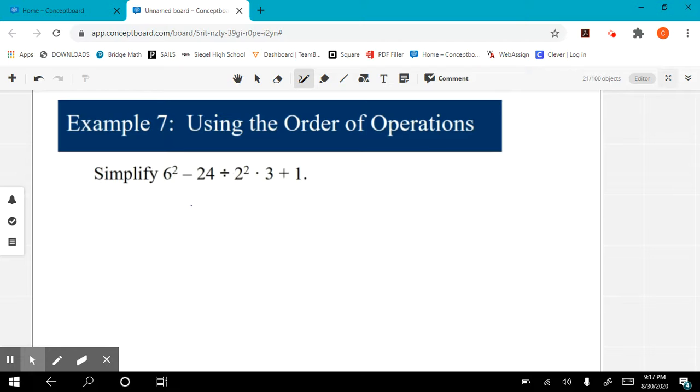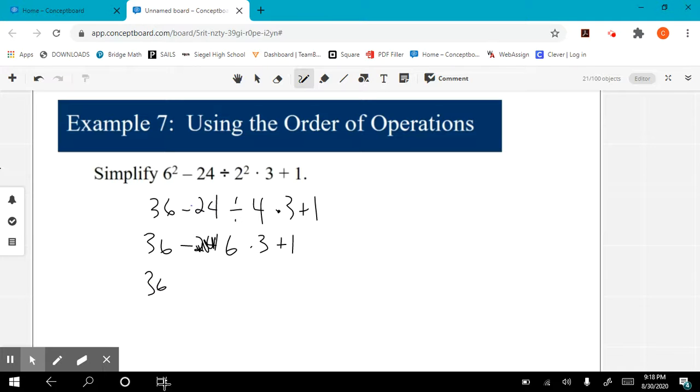All right, so please excuse my dear Aunt Sally. No parentheses. Exponents next are here and here. So I'm going to do 6 squared, which is 36, minus 24 divided by 2 squared, which is 4, times 3 plus 1. After exponents, multiplication and division from left to right. So there's a division here and a multiplication. I'm going to go 36 minus 24. Nope, hold up. We're going to go ahead and divide. 24 divided by 4 is 6. So that's going to be minus 6 times 3 plus 1.